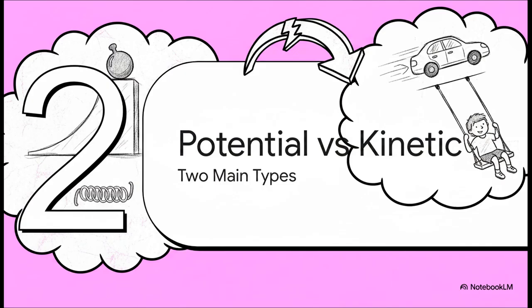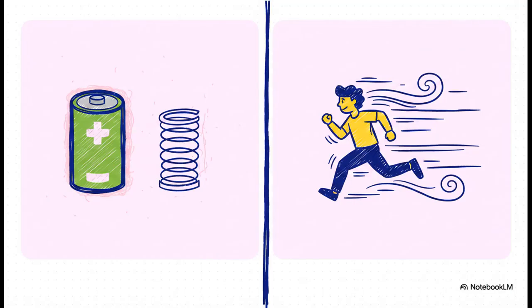Moving right along to section 2, potential versus kinetic energy. In the physical world, energy generally hangs out in one of two primary states. On one side, we have potential energy. This is your stored energy. It's energy that's just waiting patiently to be used. Think of it as pent-up capacity. Then, on the other side, we have kinetic energy. This is the energy of active motion. Simply put, if something is moving, it has kinetic energy. And the golden rule here is pretty straightforward. The faster an object moves, the more kinetic energy it has.